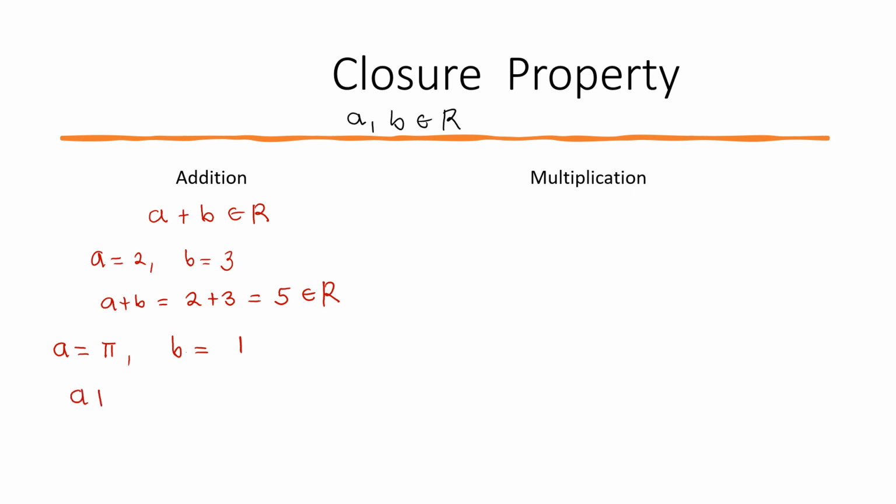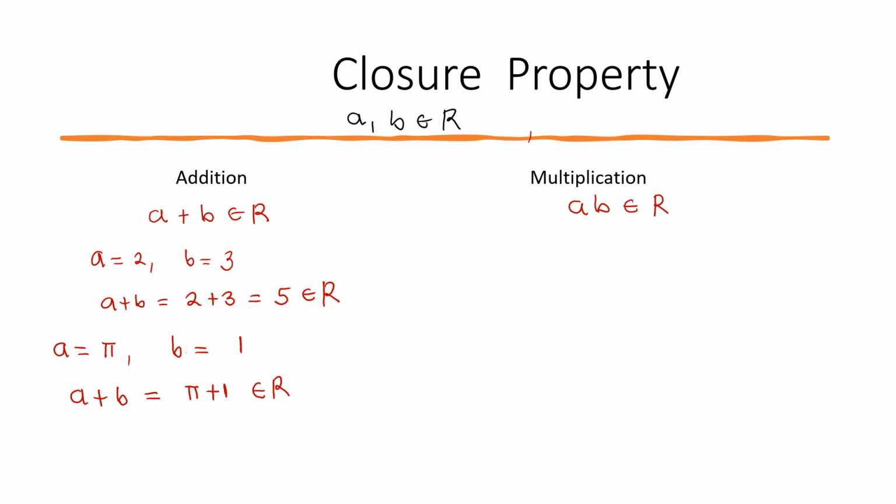If you add A plus B, what do we get? We get pi plus 1. Yes, pi plus 1 is irrational, but it's still a real number. So if you take any two real numbers and add them, the result is still a real number. We say that the real numbers are closed under addition. The same applies under multiplication. If you multiply A and B, the result will still be in R.